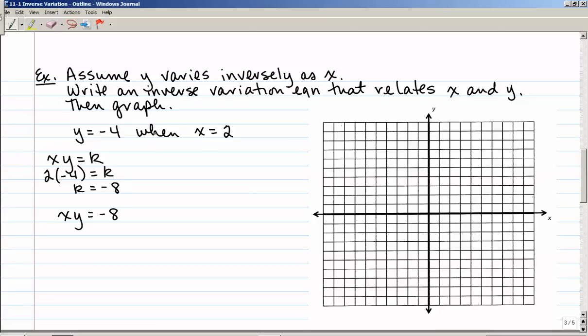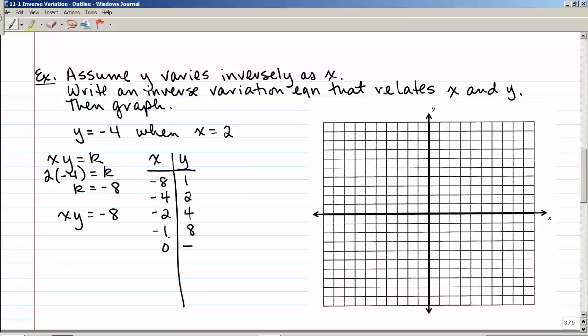Now, in order to graph this, I want to make a table of values, and I'm not just going to start with x equals 0 and so on, but I'm going to pick pairs of numbers that multiply to negative 8. So I'm going to start on the low end, so I could use negative 8 and positive 1 because those two multiply to negative 8, negative 4 and positive 2, negative 2 and positive 4, negative 1 and positive 8. And notice I can't choose 0 because there's nothing I can multiply by 0 in order to get negative 8. So when x is 0, there is no y.